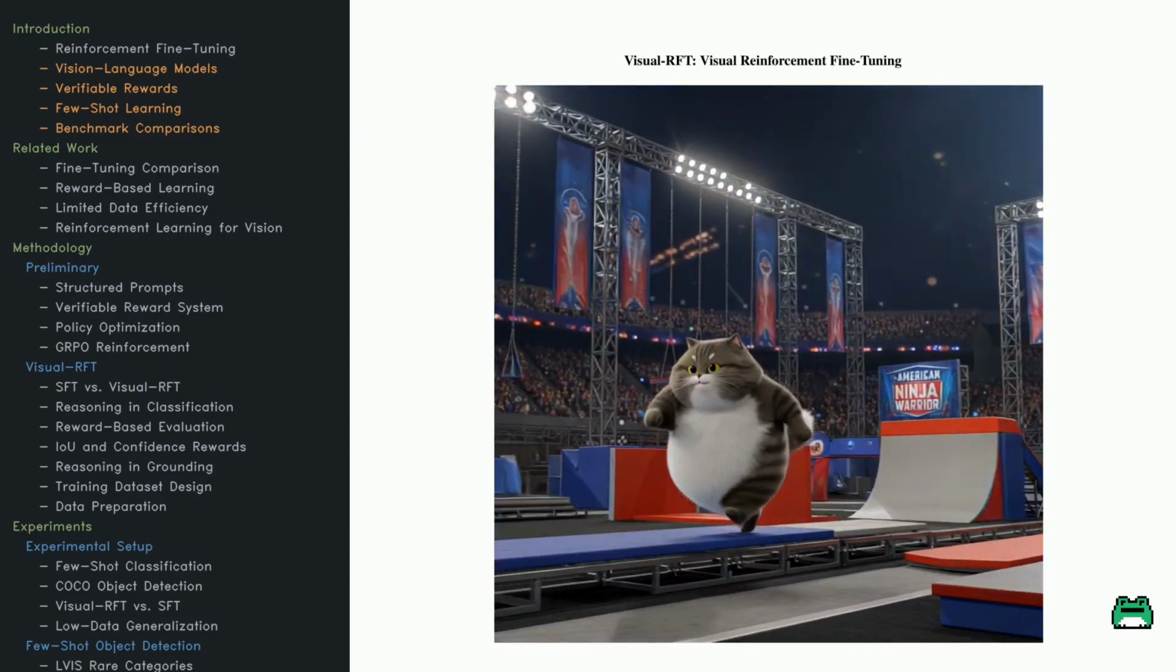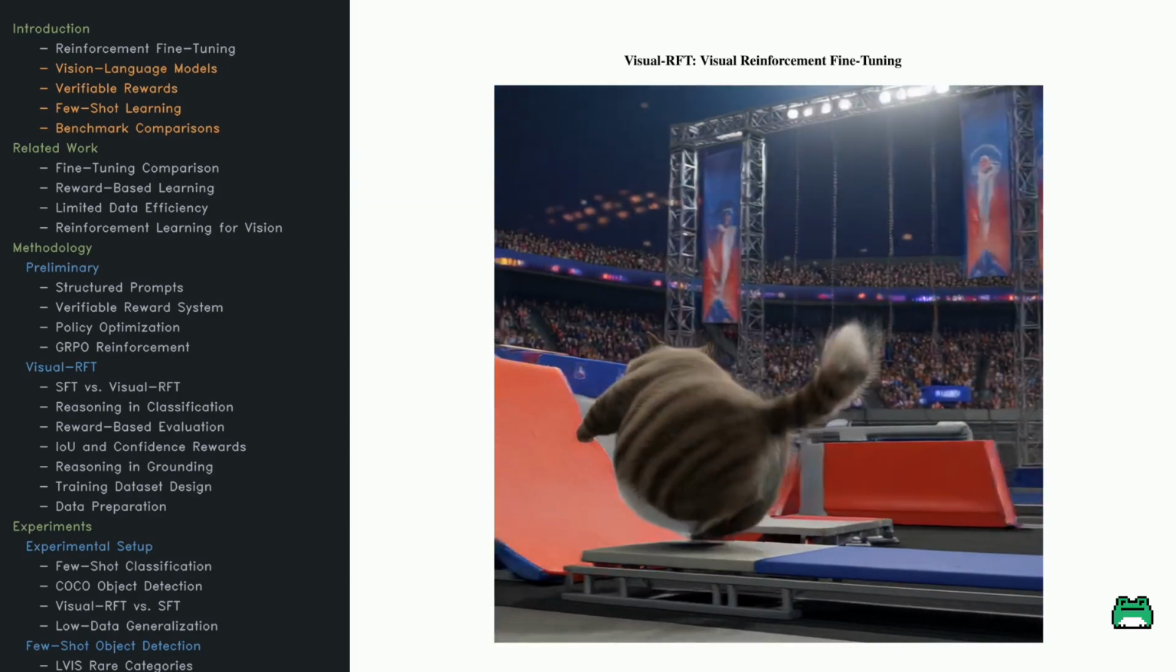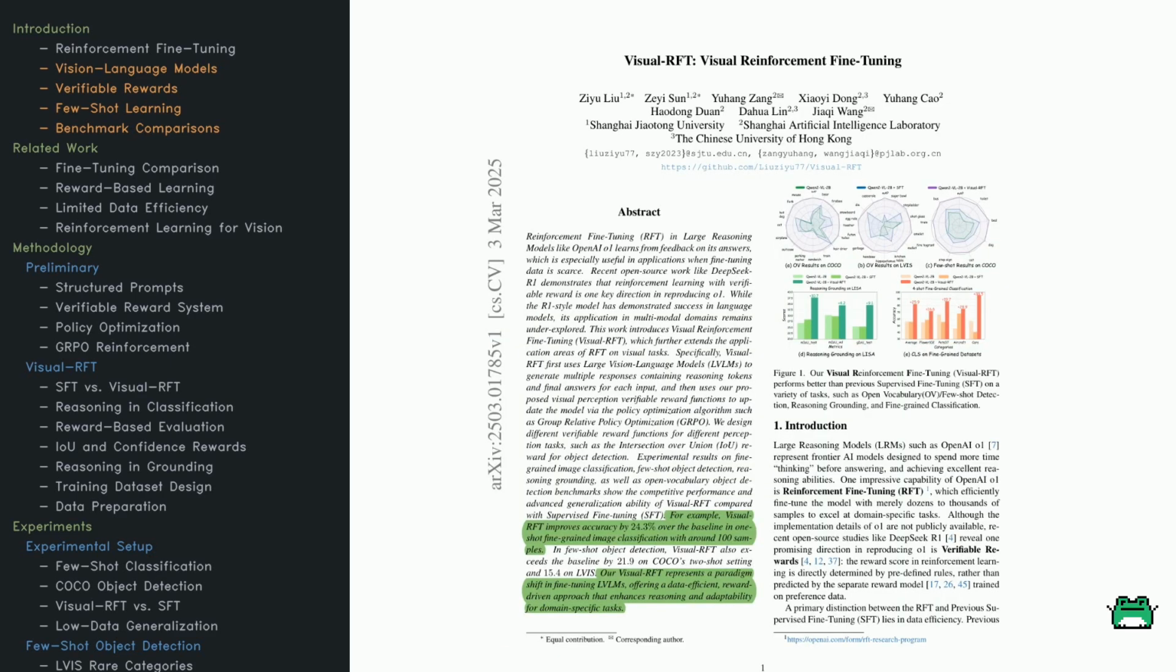Now let's break it down. Visual reinforcement fine-tuning, or Visual-RFT, expands on reinforcement fine-tuning, which is often used in large language models. The core idea is to move beyond just using labeled data. Instead, we give models feedback to guide their learning. This feedback-driven approach is especially powerful when you have limited training data and still need high performance.